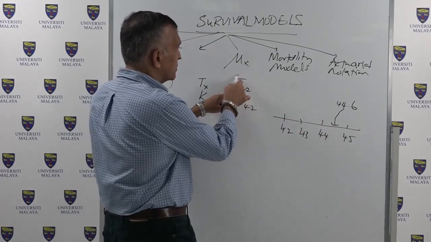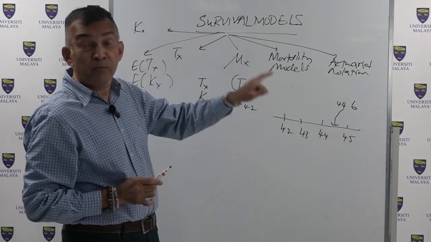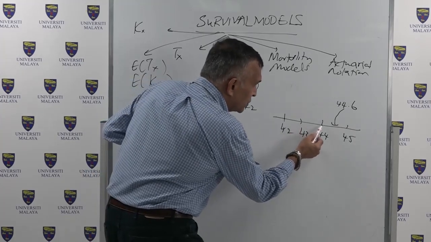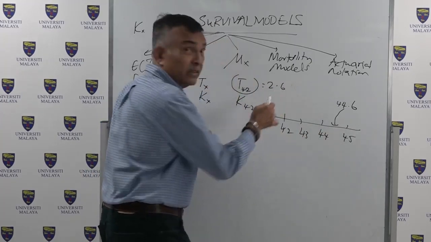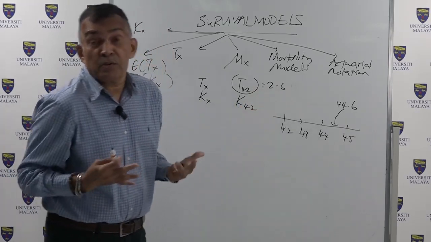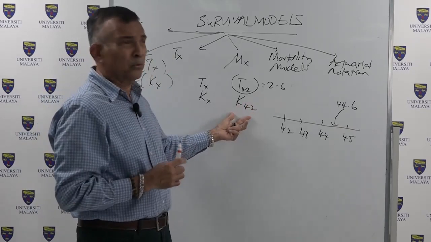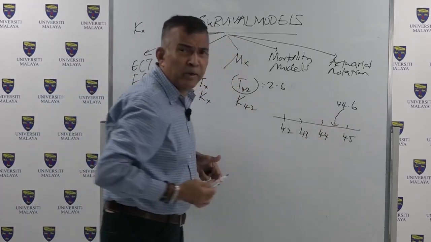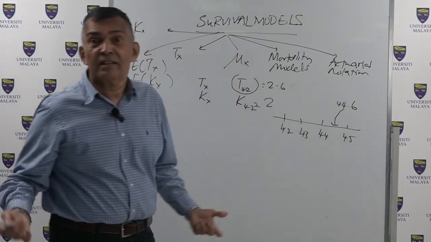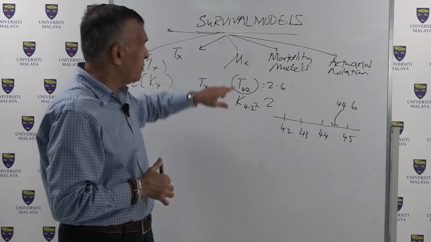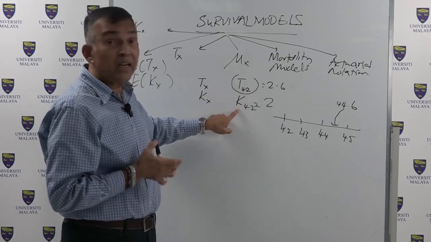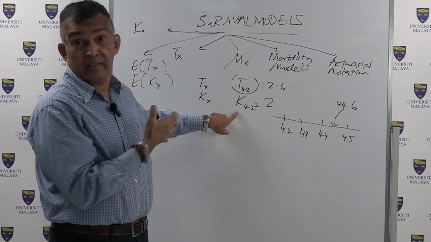What is T42? T42 is the complete future lifetime of this person. What is this? 1 year, 2 years, 2.6. Easy, right? So this is a random variable, number one. Number two, it is a continuous random variable. Now, what about K42? The guy dies here. How many complete years has he lived? 1, 2. Easy? That's it. So we are looking at one, which is the complete future lifetime of somebody aged X, in this case 42, and this is the curtailed future lifetime of somebody aged X, in this case 42.